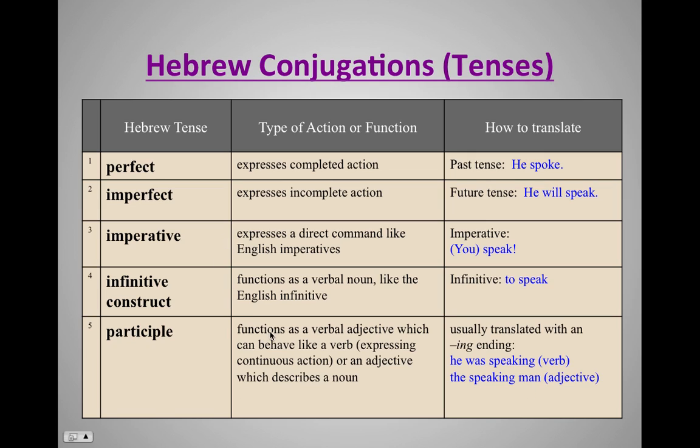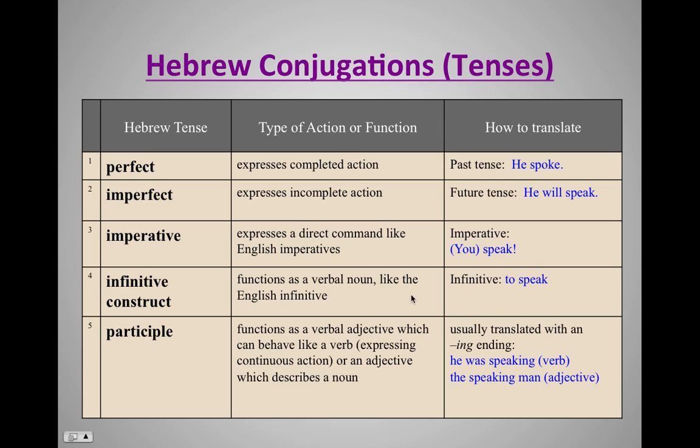All right, so participles can function as a verbal adjective, which can behave like a verb or an adjective, essentially. So that's your basic definition for participles to learn. So these are our 5 conjugations or tenses: perfect, imperfect, imperative, infinitive construct, and participle. You will want to learn these definitions associated with each of them in the type of action or function column there. You also want to associate these translation examples with each of them as well.